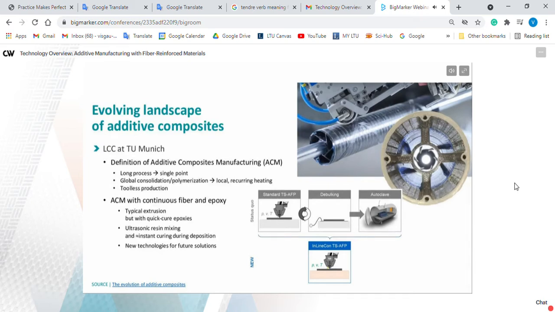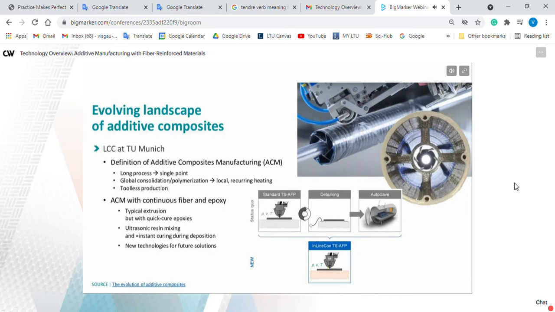In the article, we discuss how LCC is defining additive composites manufacturing. And it's interesting because they're saying, look, we had these long process chains in composites, and we're consolidating those down to a single point. Instead of having global consolidation of the laminate in an autoclave or an oven, we're doing local recurring heating, not dissimilar to AFP, by the way, and we're eliminating the tool.